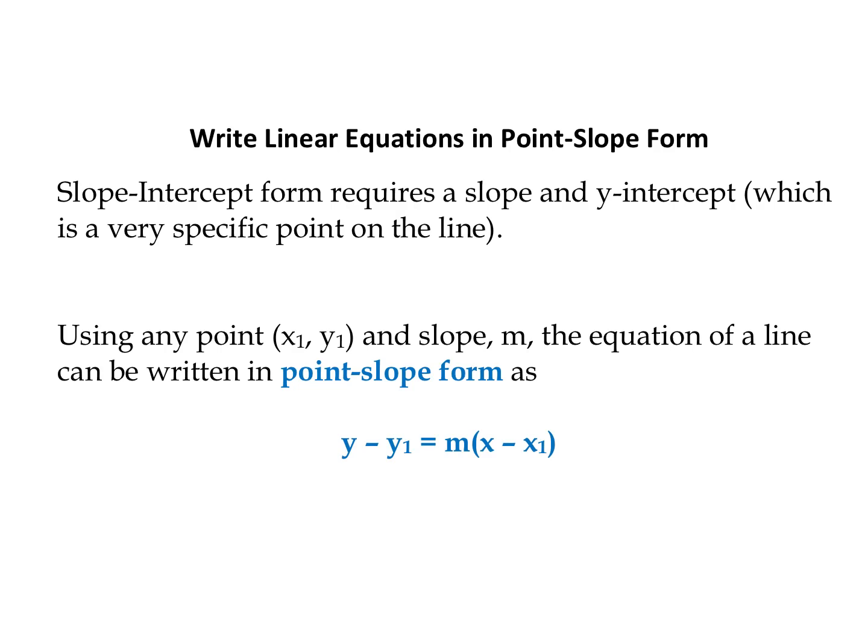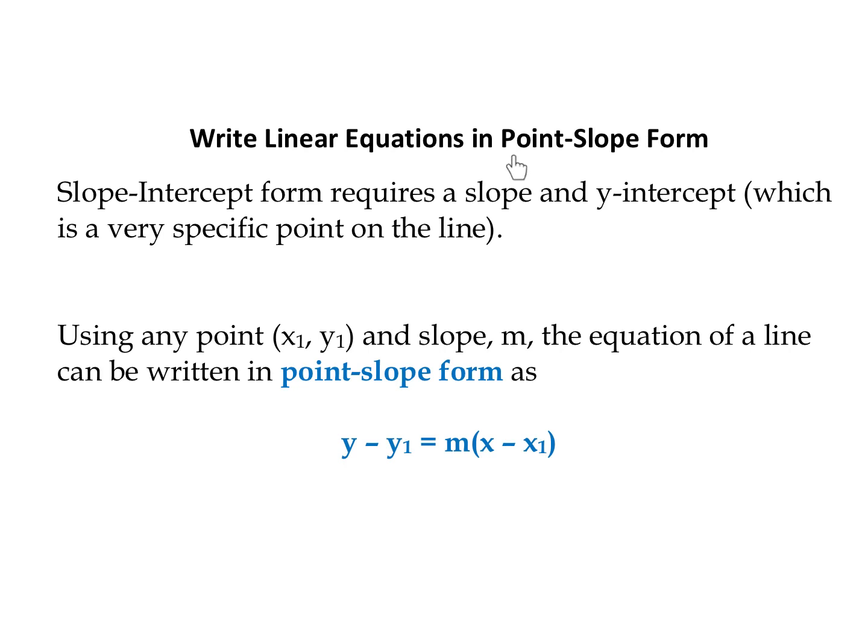In this lesson, we're going to learn about writing linear equations in point-slope form. Slope-intercept form, y equals mx plus b, requires a slope and a y-intercept. And that y-intercept is a very specific point, right? There's only one point where the graph would cross the y-axis. That very specific point isn't always easy to work with.